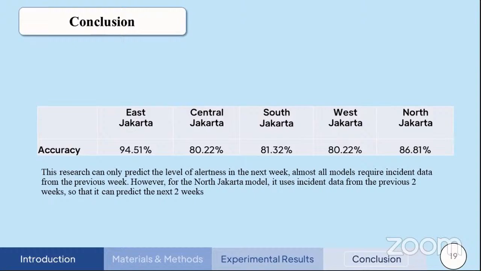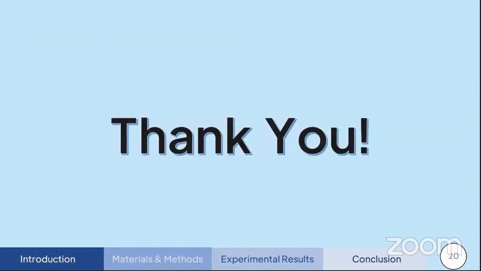This research can only predict the level of alertness in the next week because almost all models require incident data from the previous week. However, the North Jakarta model uses incident data from the previous 2 weeks, so it can predict the next 2 weeks. This is my last slide, and thank you.